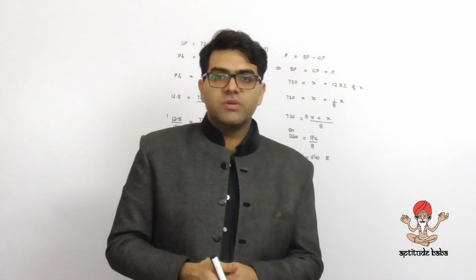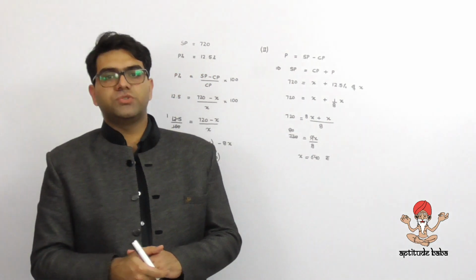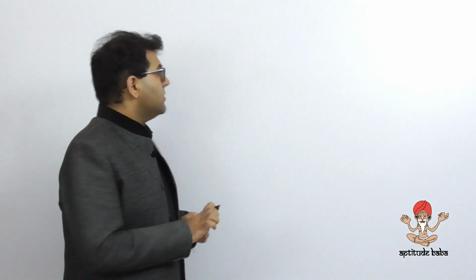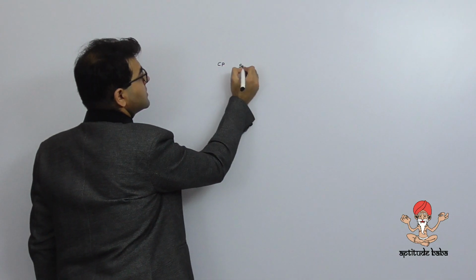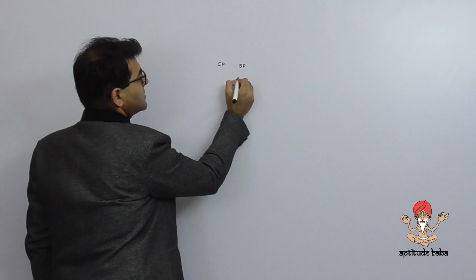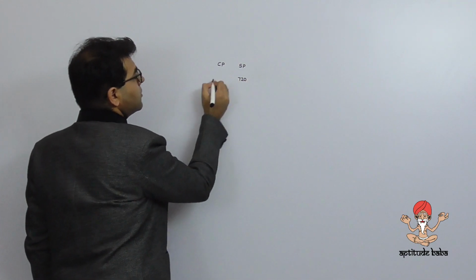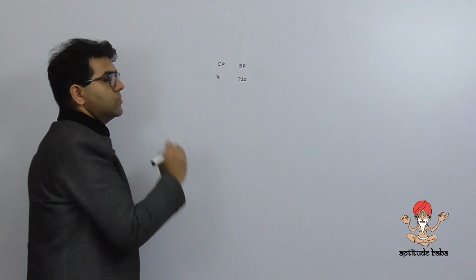There are 2 other methods of solving this question. A third method of solving the question will require some basic knowledge of ratios. I am considering 2 quantities here, the cost price and the selling price. This is something that I know as 720. However, this is something which I do not know. What I'm going to do here is that I'm going to compare cost price and selling price in the form of a ratio.